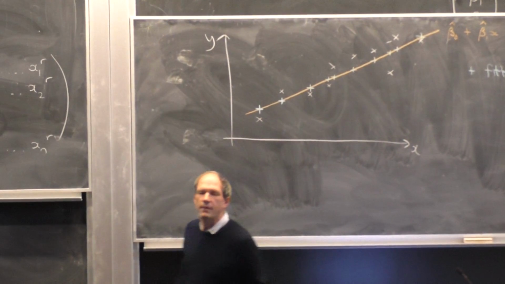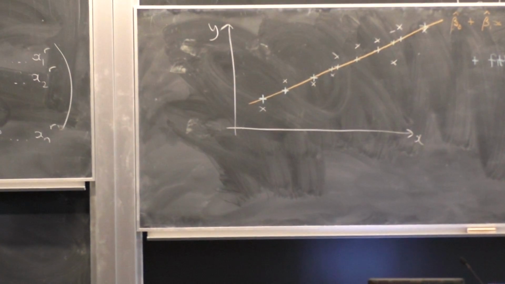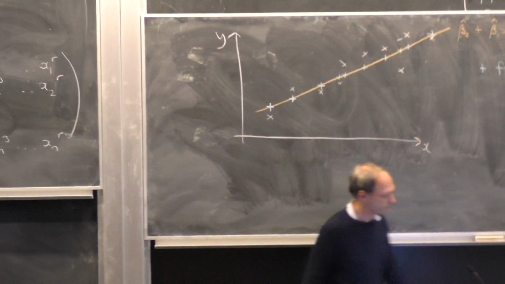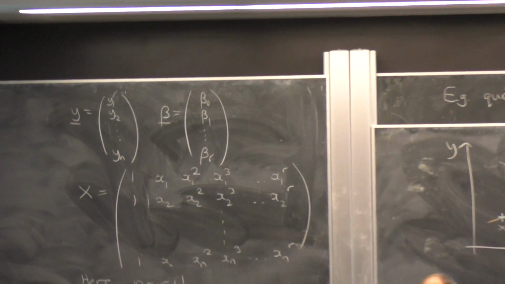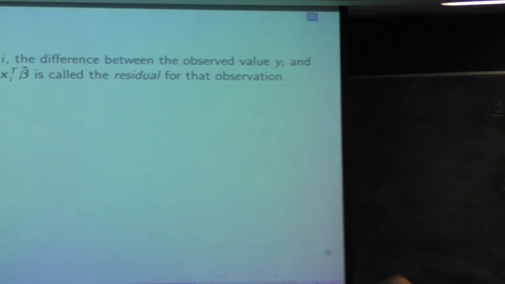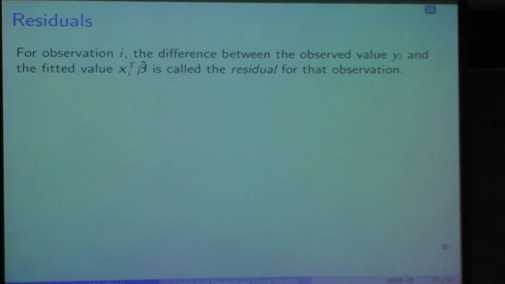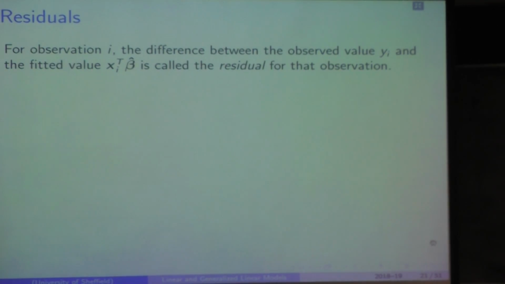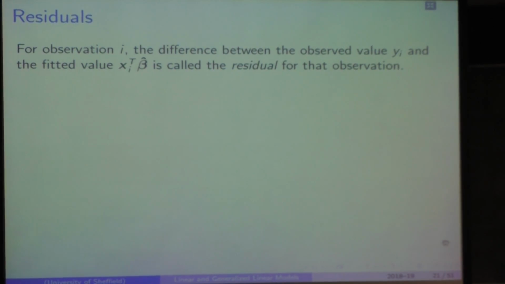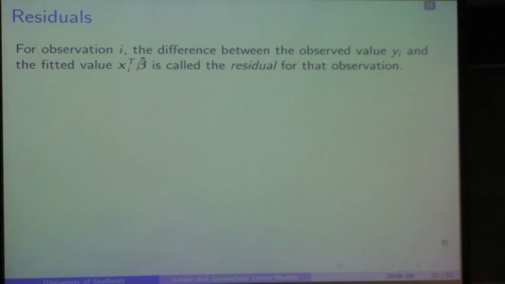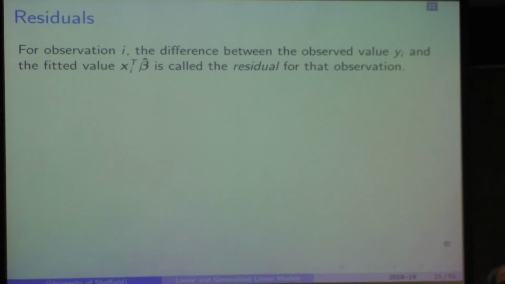So it's going to make sense to think about the difference between the original data point and the fitted value. Given observation i, we're going to consider the difference between the observed value, the yi, which is the white cross, and then the fitted value, which is the blue cross. Formally, we define it as yi minus the fitted value. These are known as the residuals. So the difference between the observed value and the fitted value for observation i is the residual for that observation.